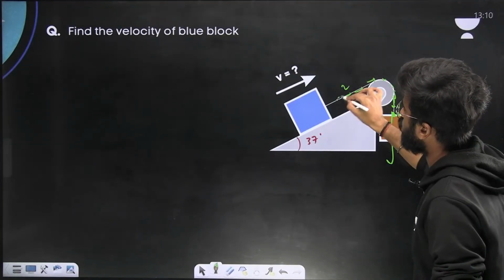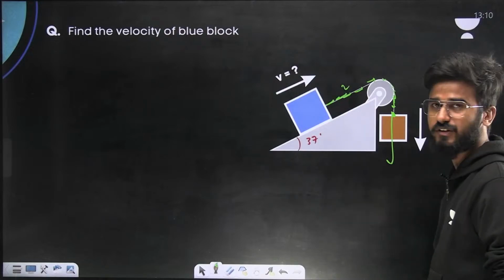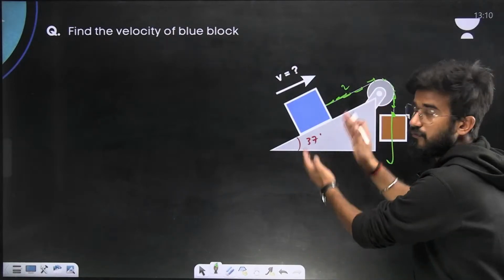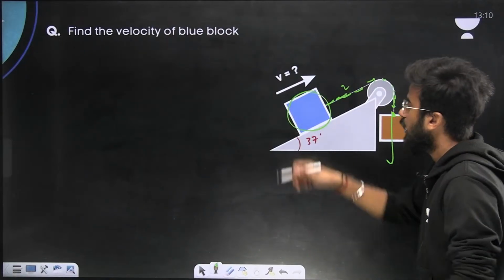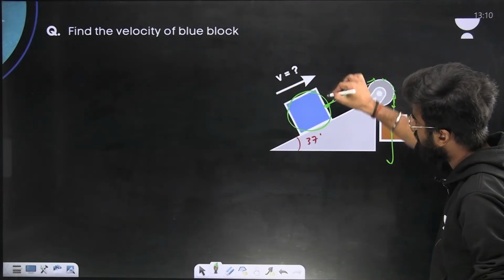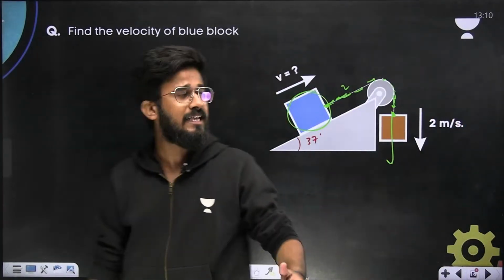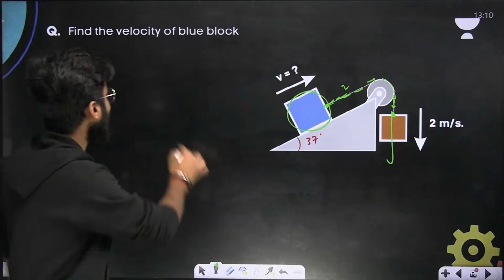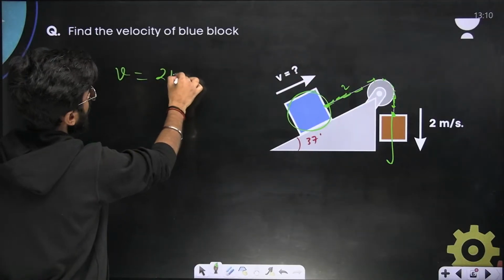This is also moving with 2. So what we can say is that the velocity of this particular block along the plane will be, simply because the velocity of this point will be 2 now. So we'll simply say that the value of v will be equal to 2 meters per second.